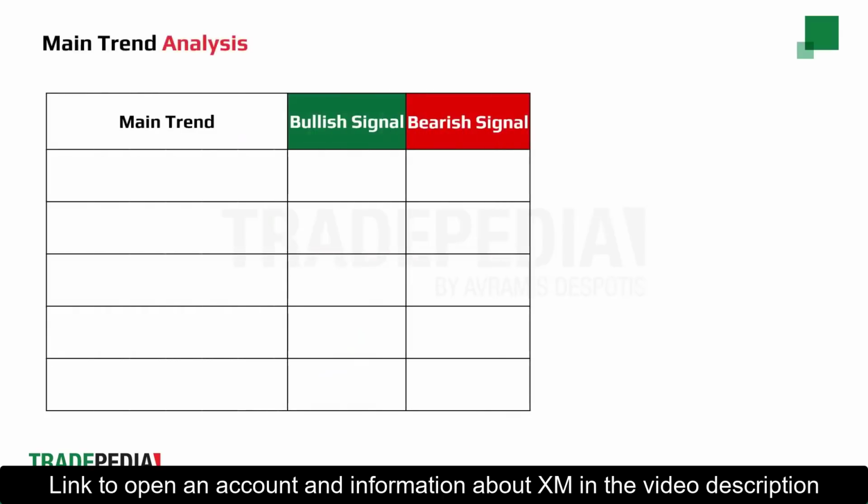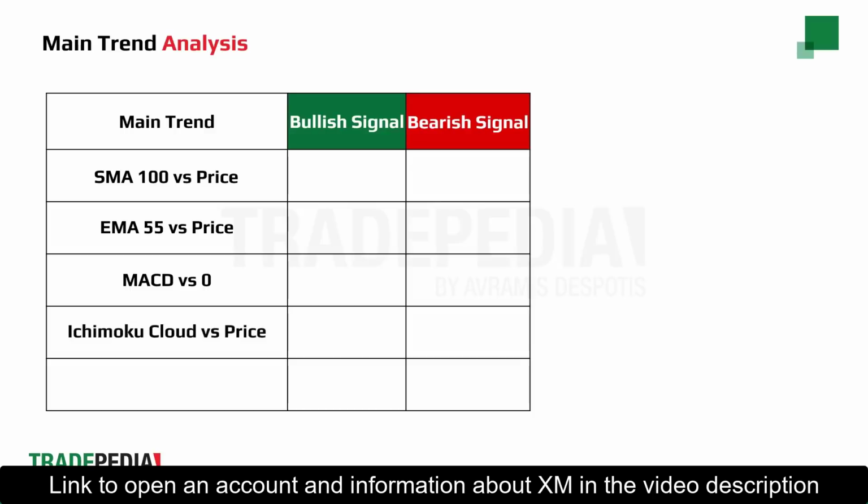In order to analyze the main trend of a security, we will use the 100 periods simple moving average and compare it to the price, the 55 periods exponential moving average and also compare it to the price, the MACD line in relation to its equilibrium level at 0. We will also compare the Ichimoku cloud to the price and the 34 periods momentum indicator to its 100 level.